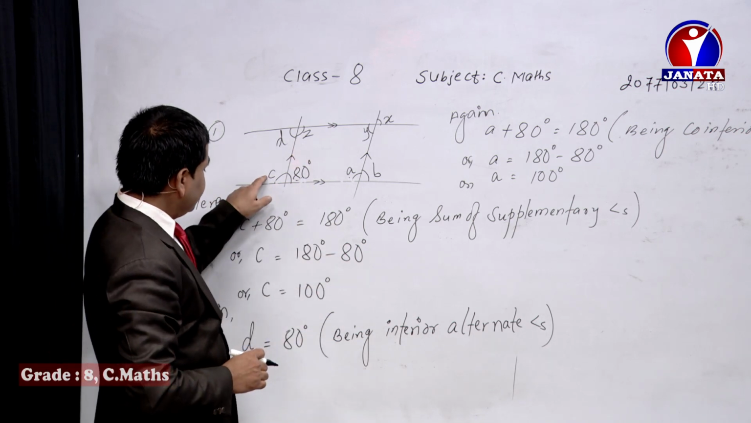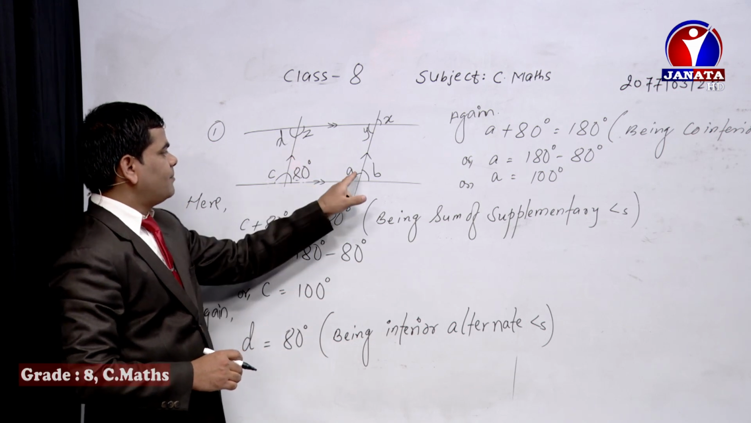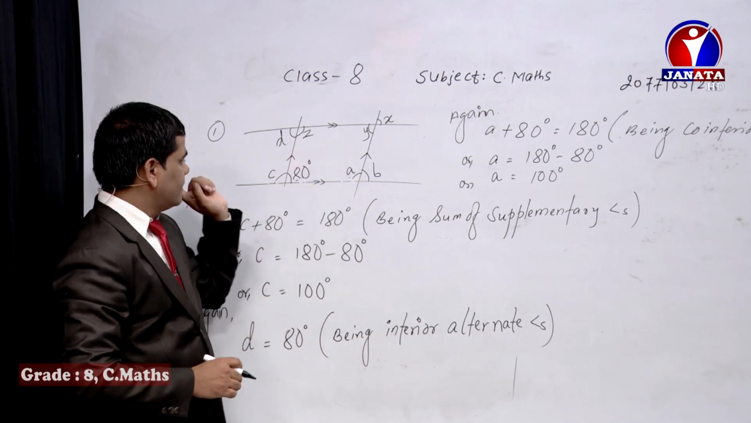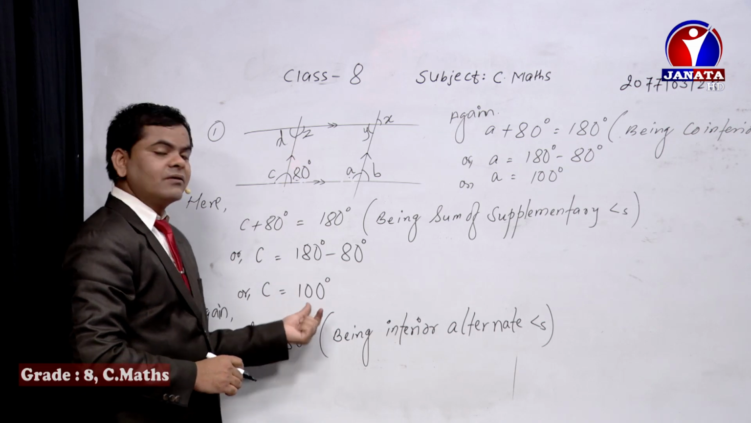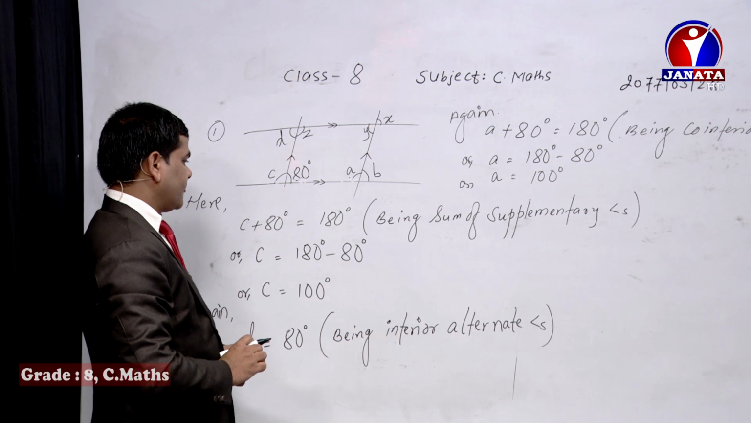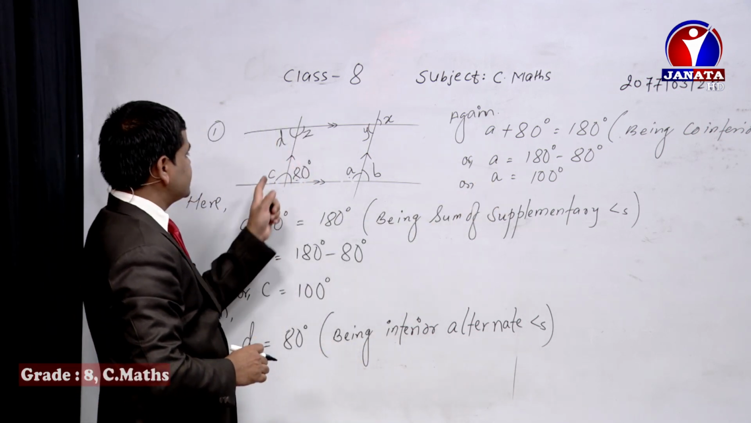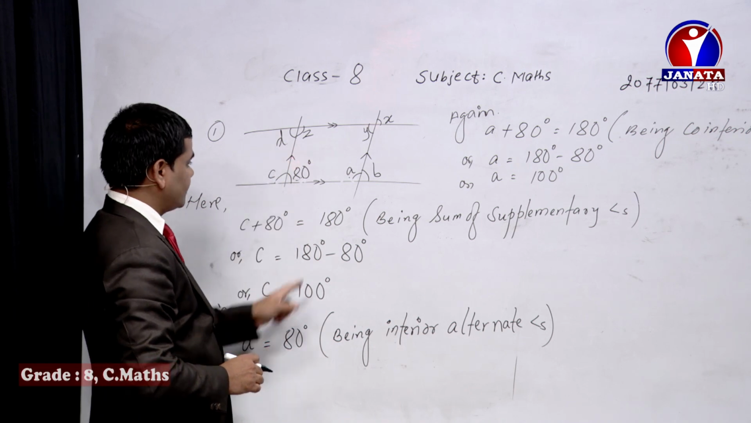So as we have already got the value of C, directly you can write the value of A as 100 degree, as the value of C we have got already as 100 degree. In that way also we can solve the value of A. Now we got C, D, and then A.